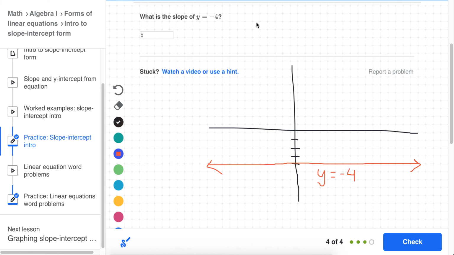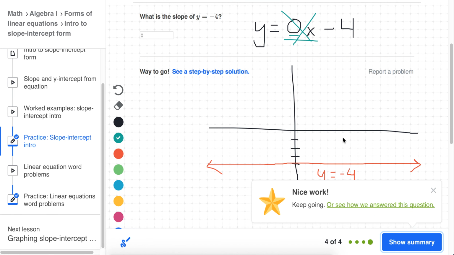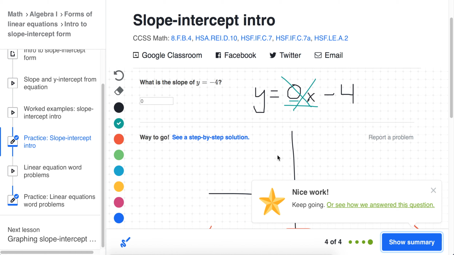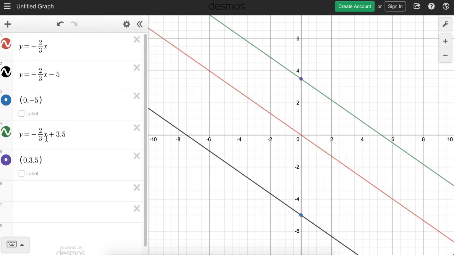Another way we could think about that is we could rewrite this equation as y equals 0x minus 4. Since there's no x, if we had to put a coefficient in front of x, we could put 0 to cancel out and make it disappear. So that would be the slope, 0. So again, for slope-intercept intro, you want to remember that when you have a line in slope-intercept form, the coefficient of x is the slope, and what comes after is the y-intercept.